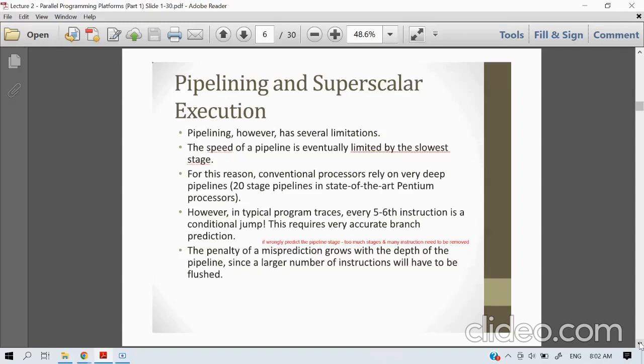So the penalty of a misprediction grows with the depth of the pipeline, since a larger number of instructions will have to be flushed. So if the pipeline stage is wrongly predicted, there are too many stages and many instructions need to be removed because of the conditional jump.